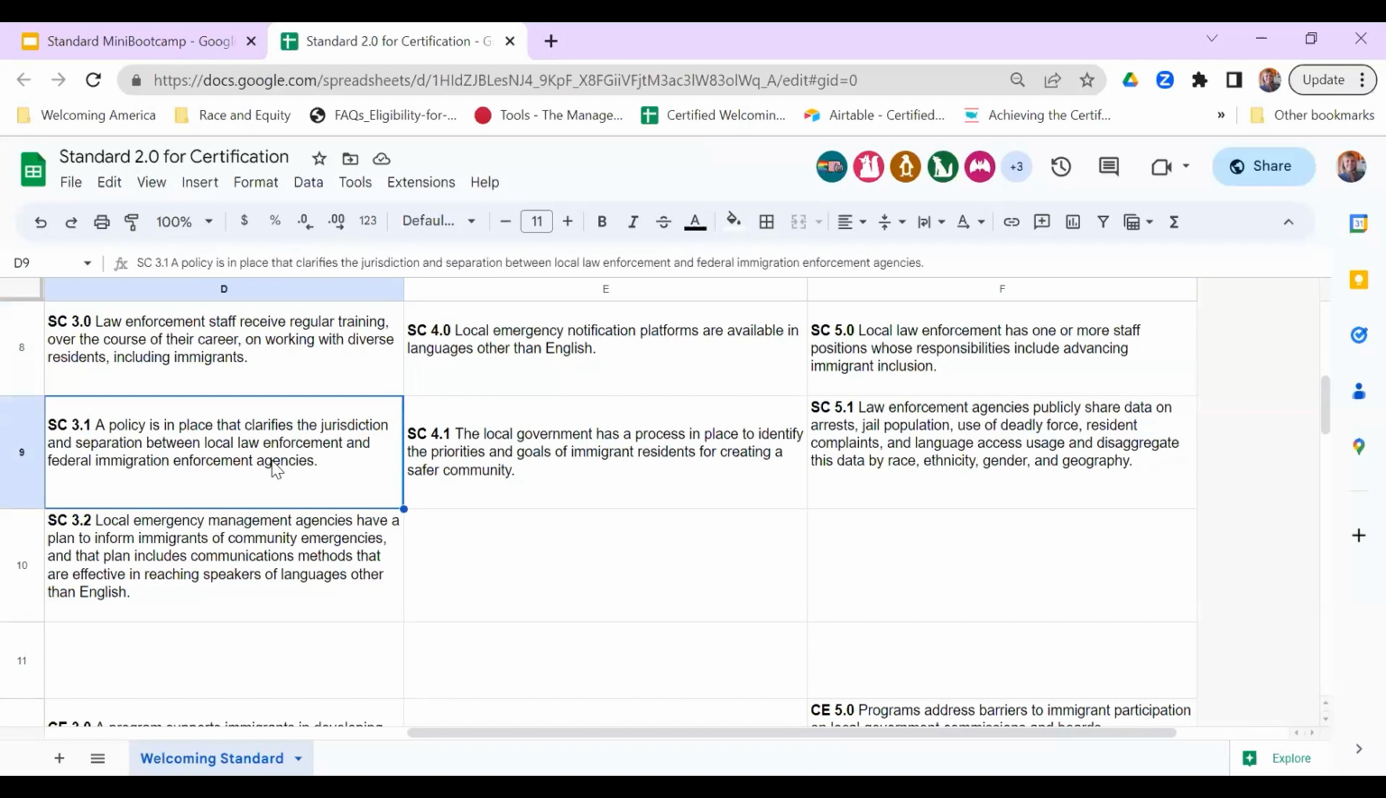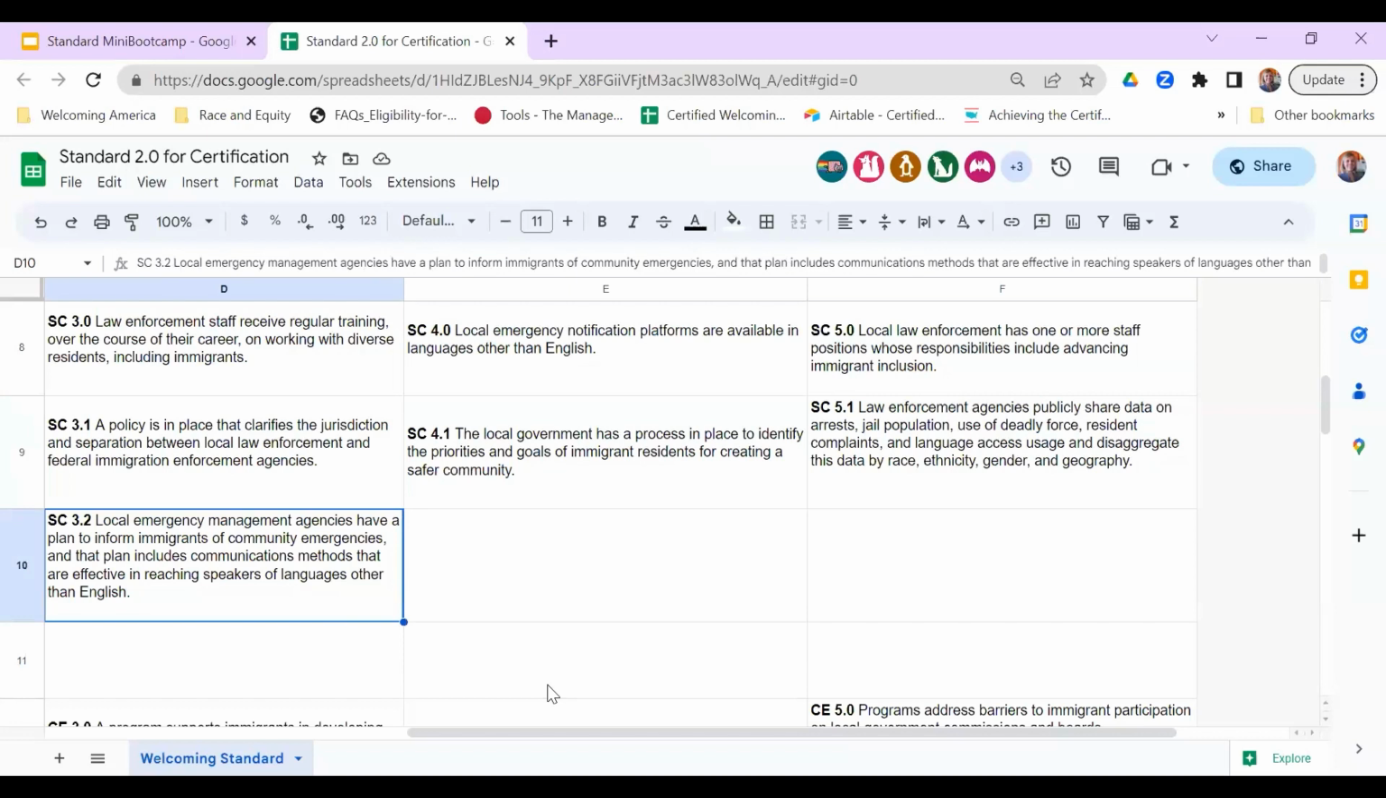Here we have another policy. This is building on that 1-star policy to not detain or deport immigrants. But this is an expectation to clarify in policy that the work of local law enforcement is to not enforce immigration, right? So there's a policy that clarifies that jurisdiction and separation between local law enforcement agencies and federal immigration enforcement.